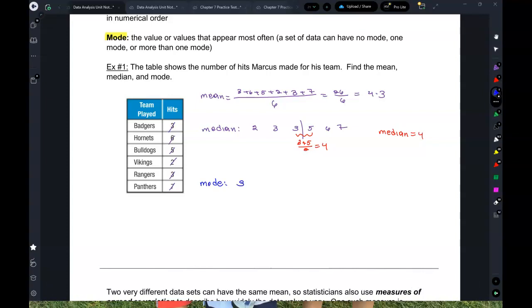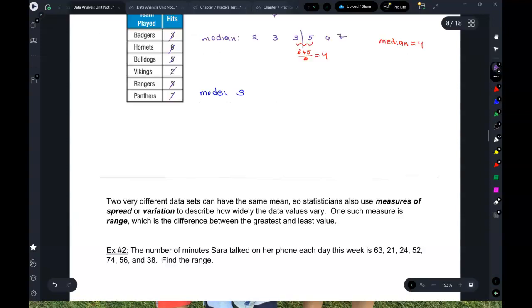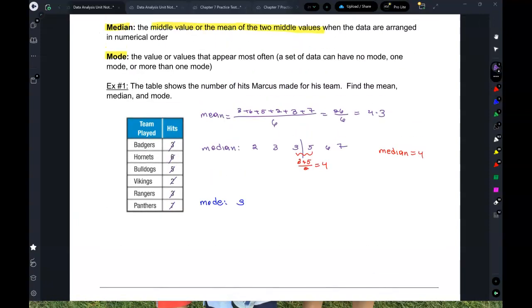The mode is just 3 because that's the number that occurs most often. Don't say it's 2 because it occurs twice. No, it's just the number that you see most often. Now, these are talking about the center of the data. When I find the average, it's basically where this is all centered. The median is literally the center of the data. So that's why these are measures of center.